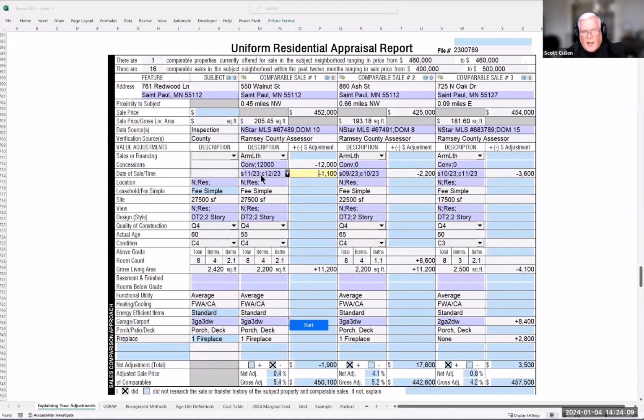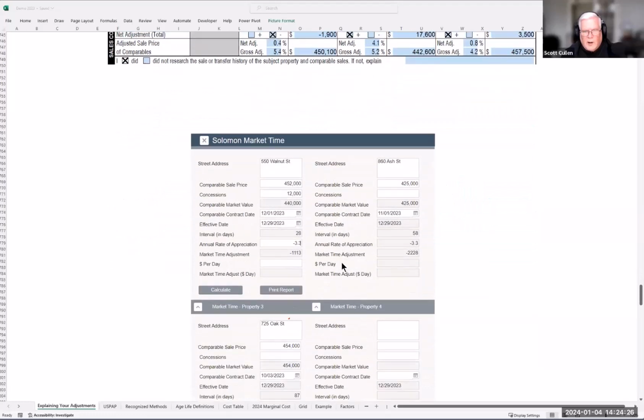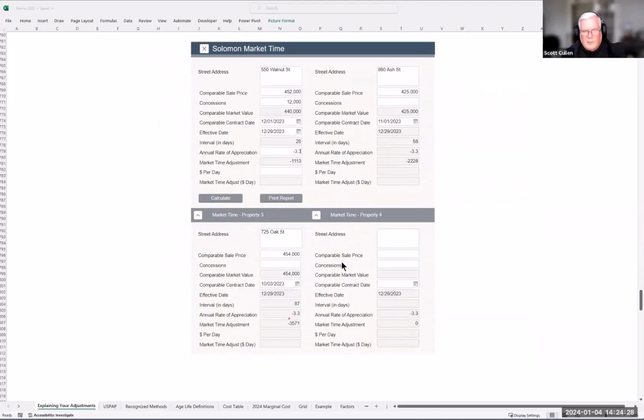The date of sale time adjustment, there's a calculator within Solomon. Remember, we found that it was a minus 3.3%. So I'm going to make adjustments to these 3 properties based on that. We've already done these with depreciated cost. So here is my Solomon market time. I would include that as an example.